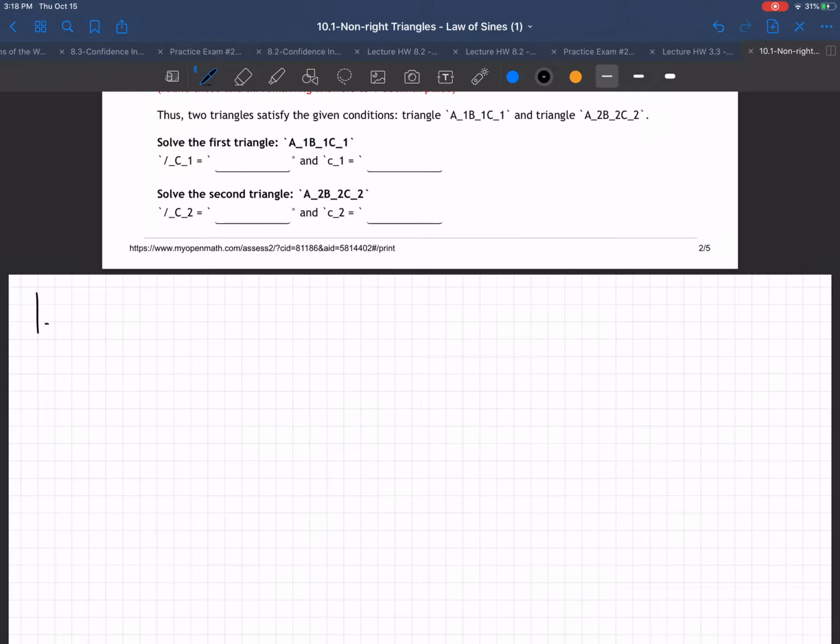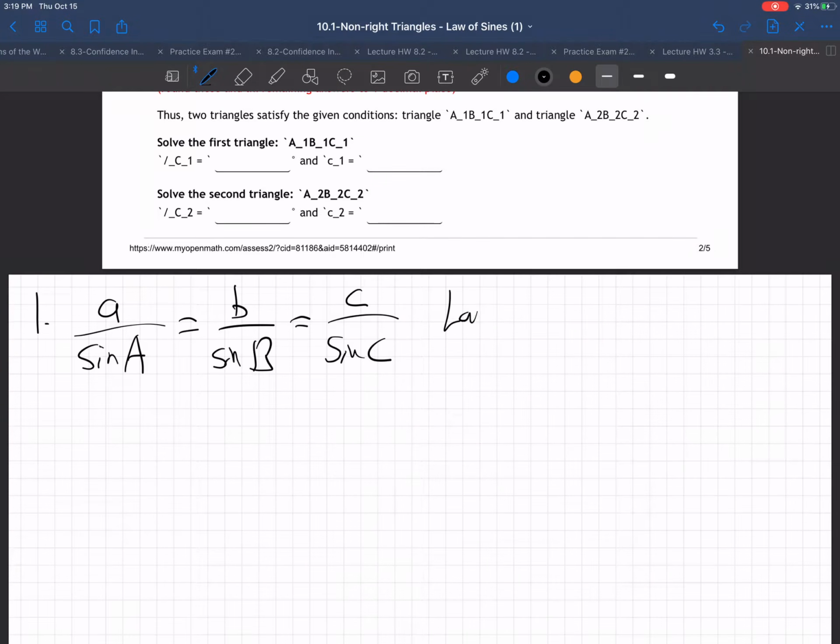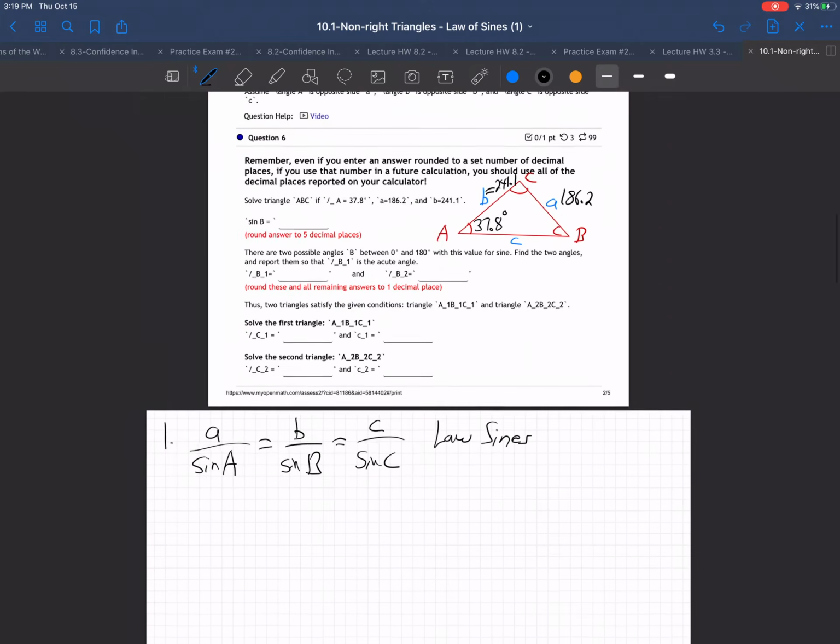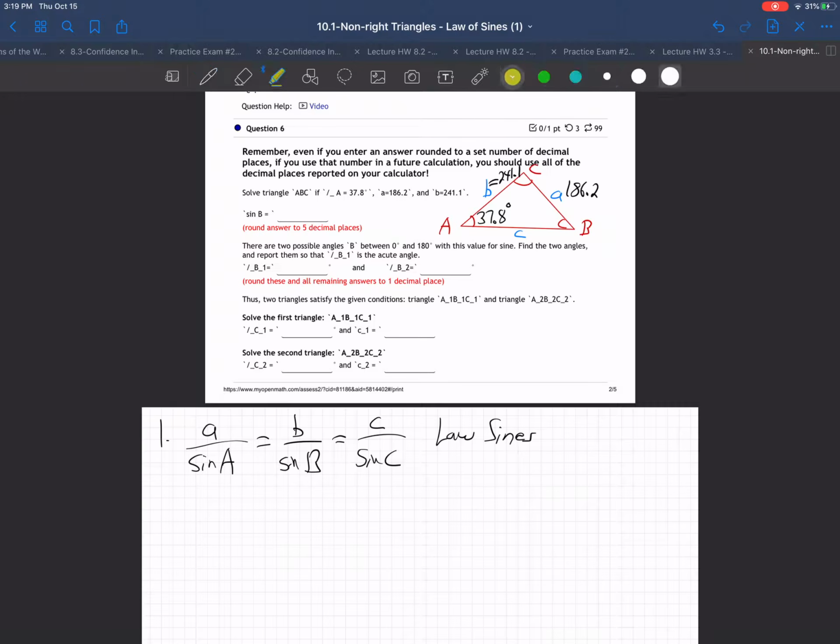Step number one, let me just do little a over sine A is little b over sine B is little c over sine of C. This is the law of sines, that the ratios of side over sine of angle are all equal, a over A, b over B, c over C. And you could flip that upside down and put the sines on the top. It doesn't matter.